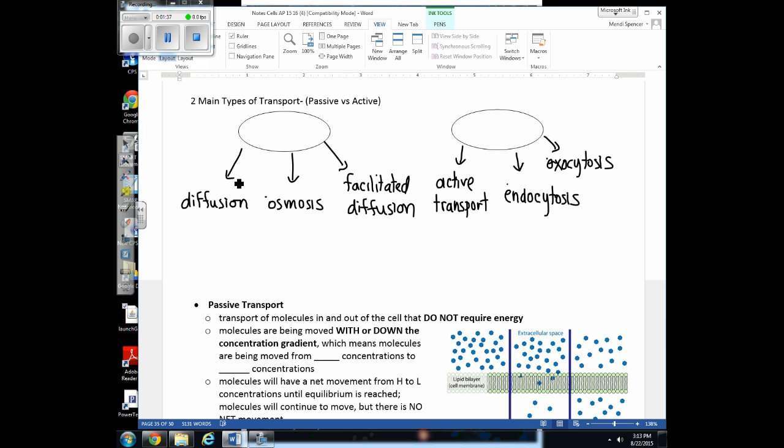Now, I've written them like this because they can either be categorized as passive or active types of transports. And you need to remember that diffusion, osmosis, and facilitated diffusion are considered passive transports. Whereas active transport, endocytosis, and exocytosis are considered active processes. Now, anytime passive transport is occurring, that means that the cell is not using any energy. No ATP is used by the cell if a molecule is being moved via diffusion, osmosis, or facilitated diffusion.